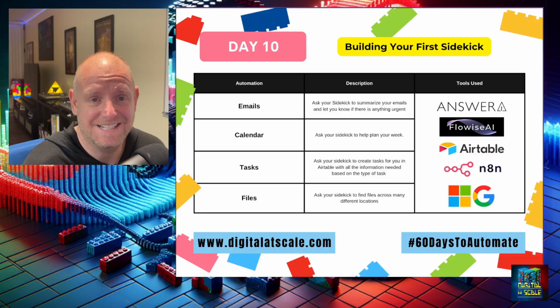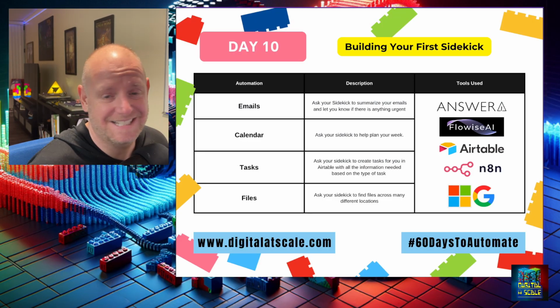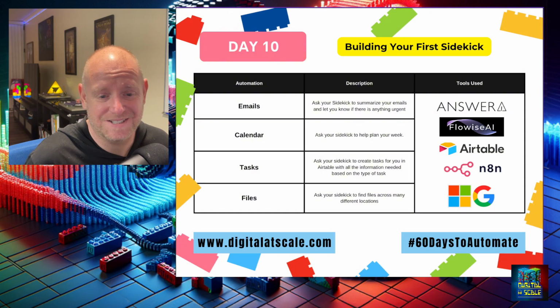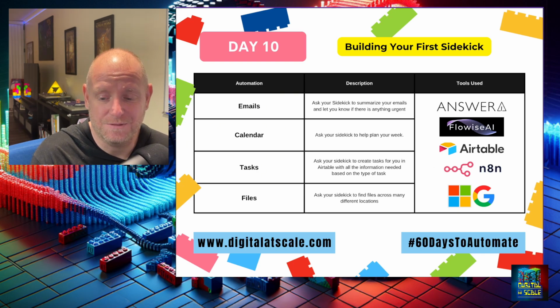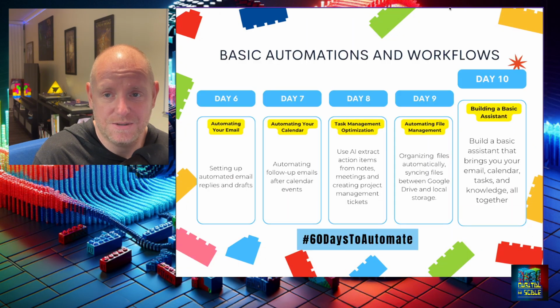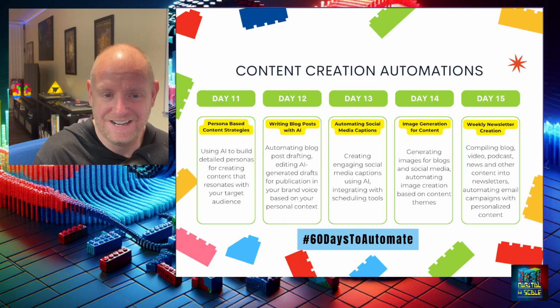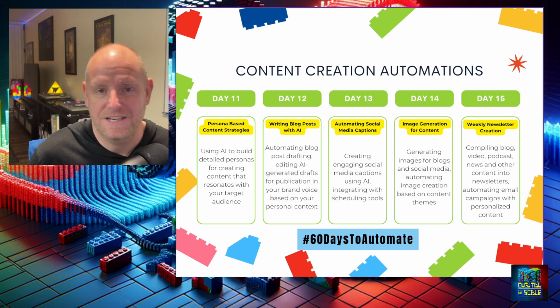So today we have built a fully functional sidekick that can do your emails, your calendar, your tasks, search for files, write emails, and it's only day 10. This chief sidekick is only going to grow because starting tomorrow, we're going to be going into day 11, where we're going to be creating content creation automations.